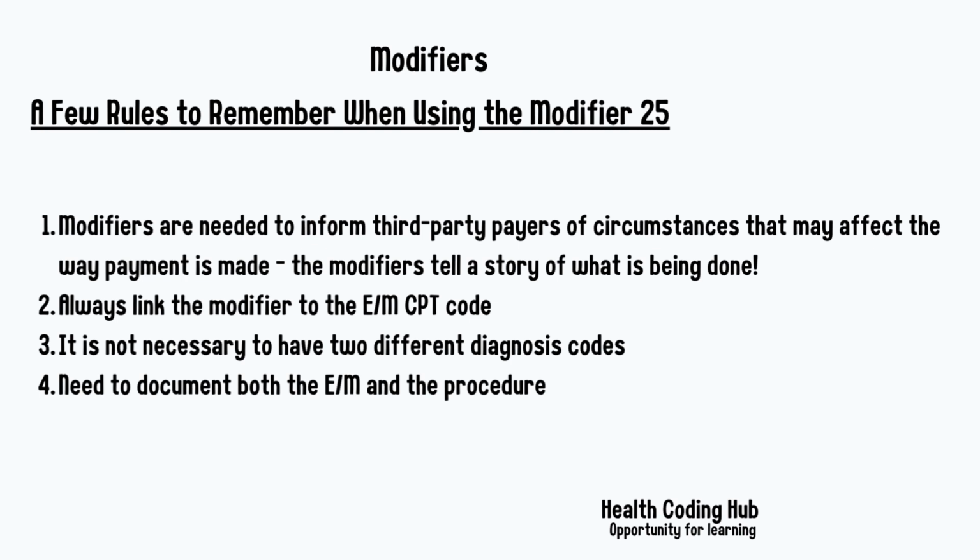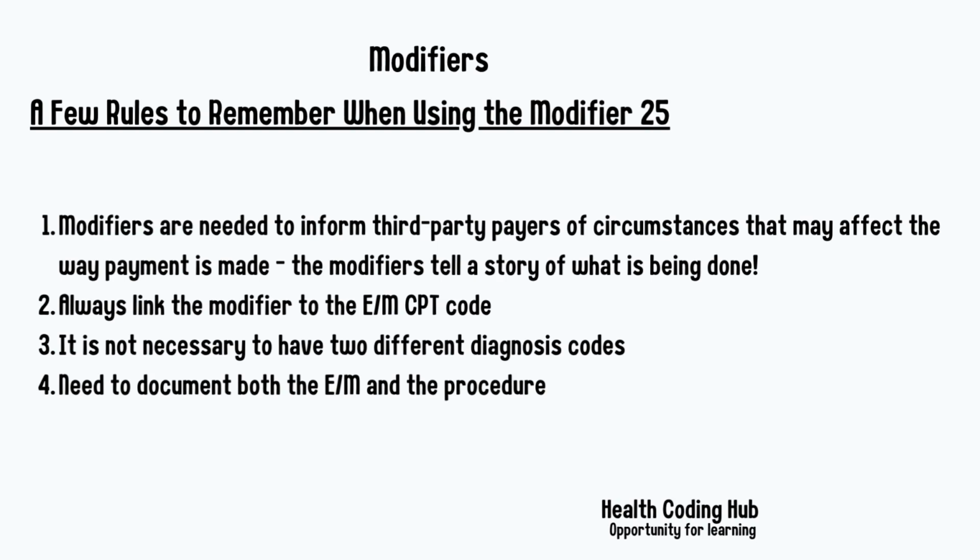Okay, so moving to the next rule, it is not necessary to have two different diagnosis codes. The last rule is that you need to document both the E&M and the procedure code. So whenever we are assigning modifier 25, we need to make sure that in addition to the E&M CPT, we have some other procedure CPTs. Then only we can assign modifier 25 with the E&M CPT.